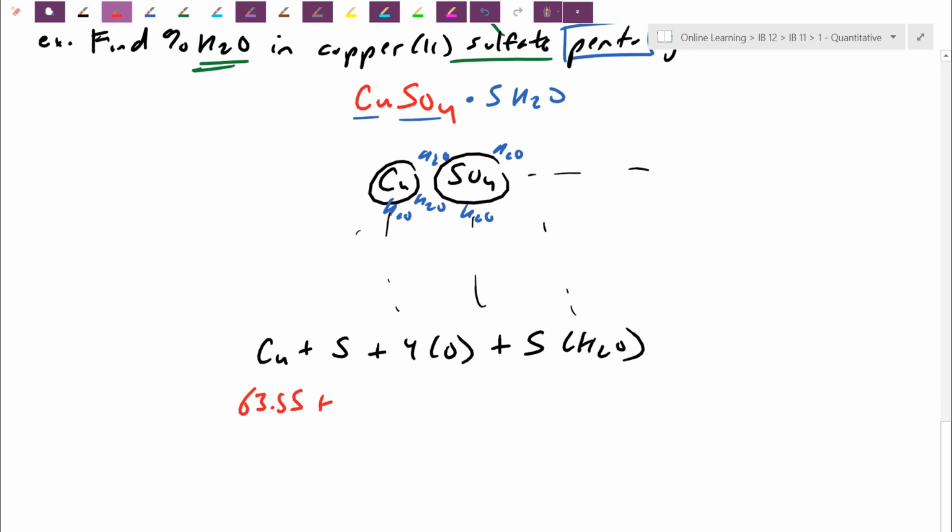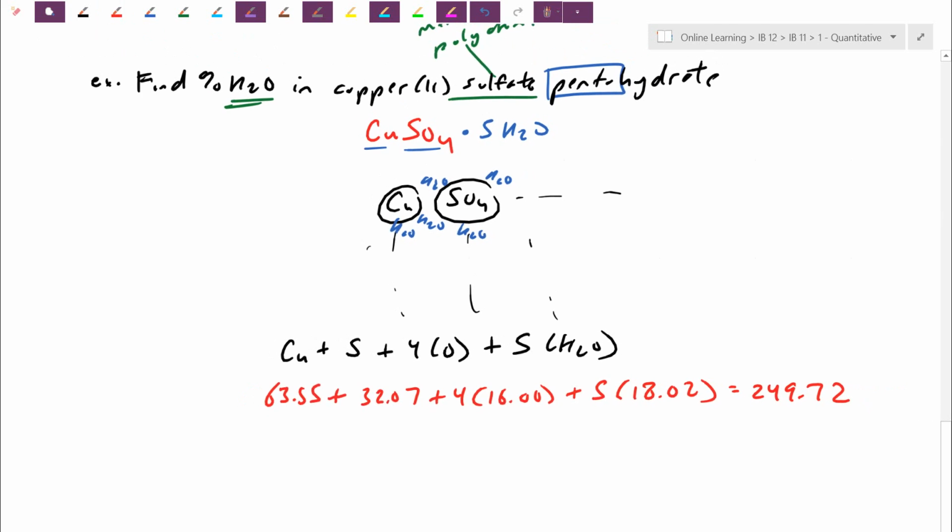63.55 plus sulfur. Sulfur is 32.07. I'm going to have 4 times oxygen's mass, which is 16, plus 5 times, you can just do water's mass by itself, 2 times 1.01 plus 16. I'm going to add up all of those together. Double check my numbers. And I'm getting the total molar mass is 249.72. Again, best to say no units.